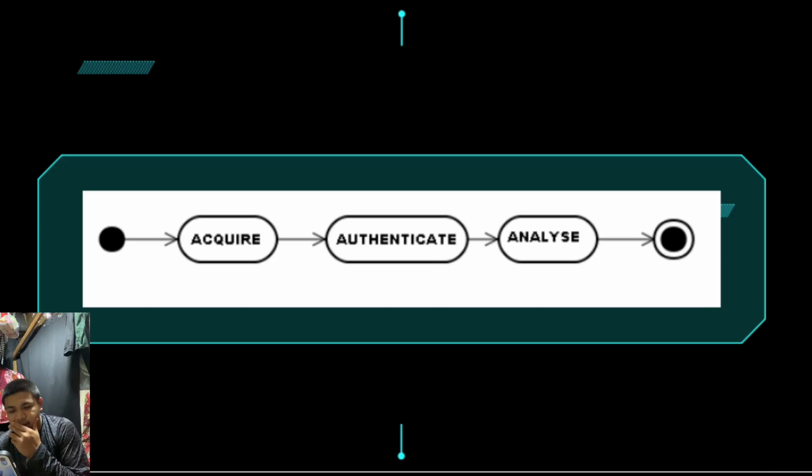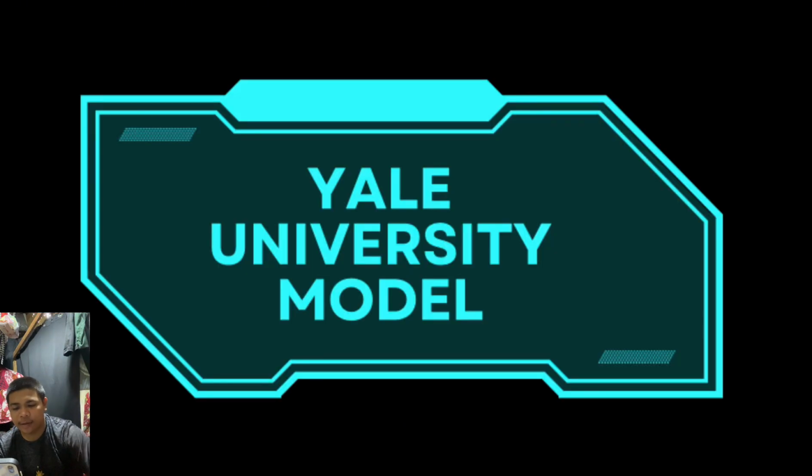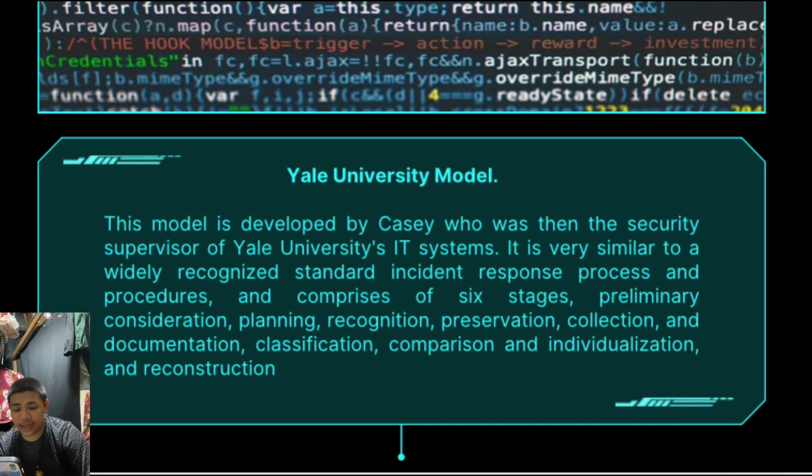So next, Yali University model. So this model was developed by Cassie, who was then the security supervisor of Yali University's IT system. So it is very similar to a widely recognized standard incident response process and procedure and comprises 6 stages, which are the preliminary consideration, planning, recognition, preservation, collection, and documentation, classification, comparison, and individualization, and reconstruction.